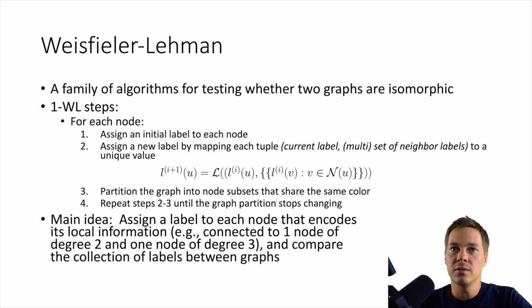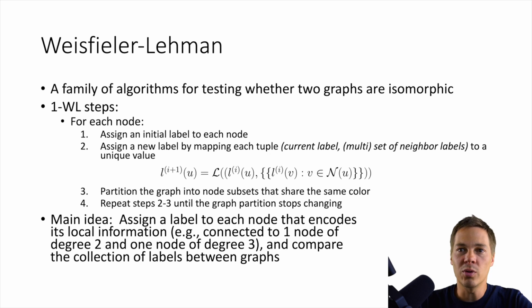This brings us to the Weisfeiler-Lehman algorithm, and I apologize for the pronunciation. It's actually a family of algorithms that test whether two graphs are isomorphic or not. And the steps are as follows. And I'll go into a particular example that'll make it a lot more clear, because in the abstract, this seems a little bit complicated. It's actually quite simple.